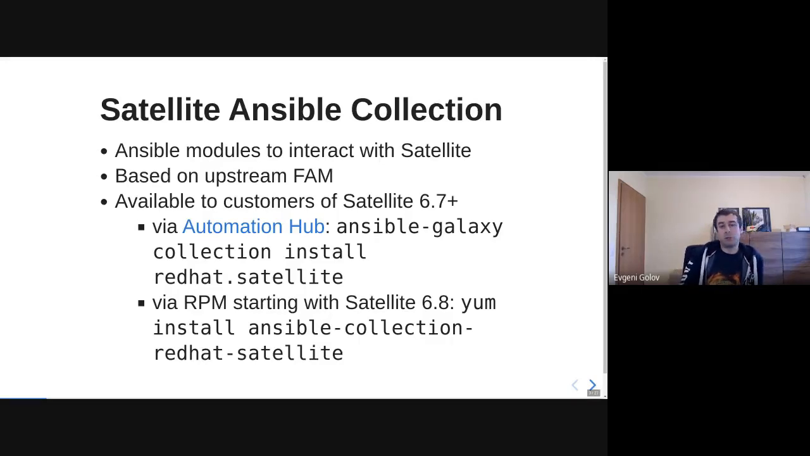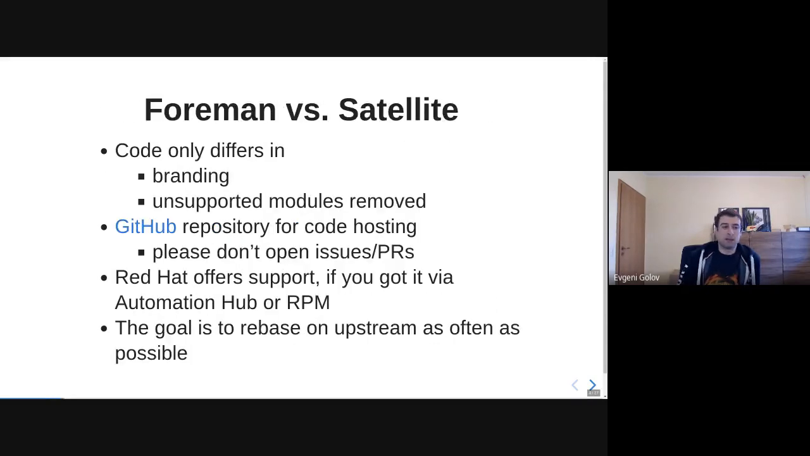From now on, I will mostly, or rather only, refer to the Foreman side, but anything that I will say about the Foreman collection also applies to the Satellite collection because code-wise, they are the same. As I said, it's only branding and unsupported modules that are removed. There is a GitHub repository for the Satellite collection, but we're essentially only using it for having the code hosted somewhere. We do not accept issues or PRs there.